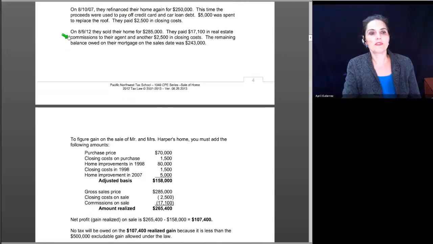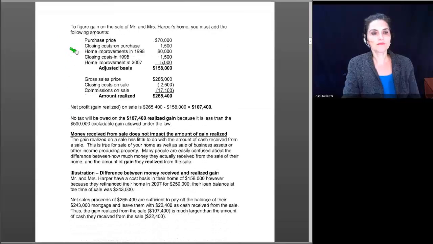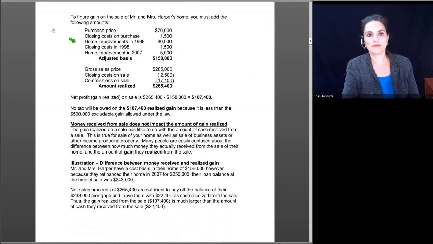Then on 8/9 of 12, they sold their home for $285,000. They paid $17,100 in real estate commissions to their agent and then another $2,500 in closing costs. The remaining balance owed on their mortgage at the time of the sale was $243,000. So how do we figure the gain on the sale for Mr. and Mrs. Harper?